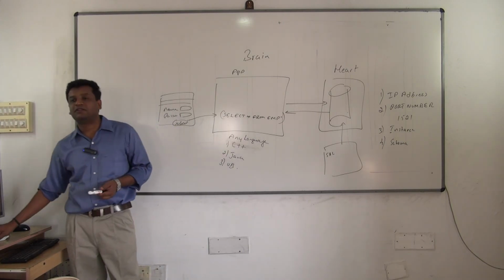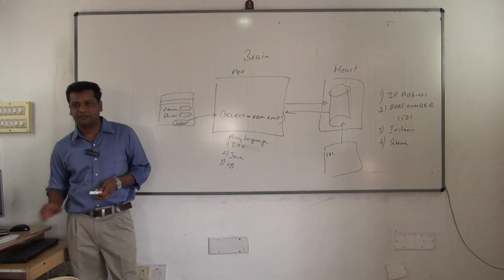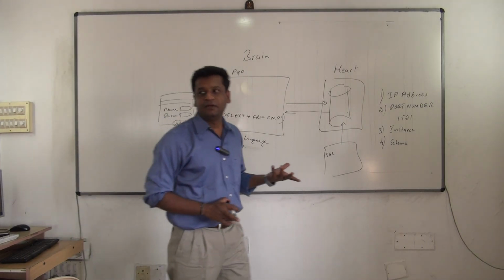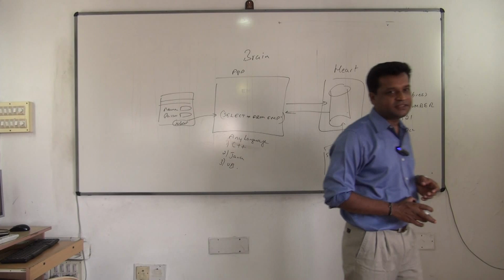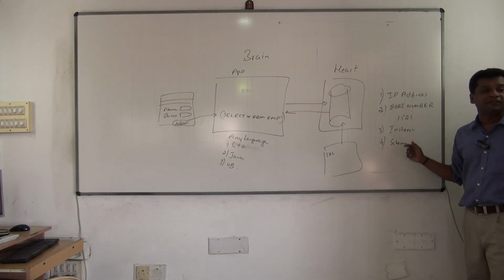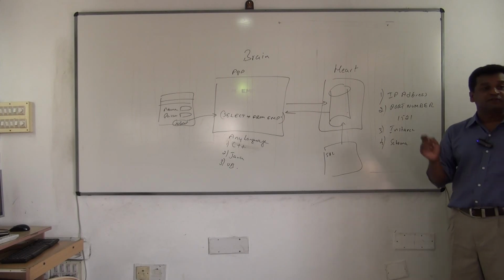Now where do you find all this information? That's the next question. Where will I come to know the IP address of the computer? Where will I come to know the port number of the database? How do I know, by heart? Yesterday night I learned it by heart, correct? Then what is the name of the instance? How do I know? There's one file actually.